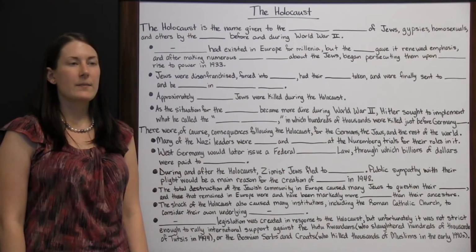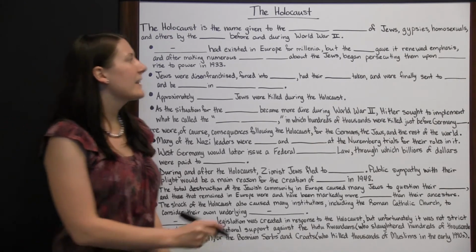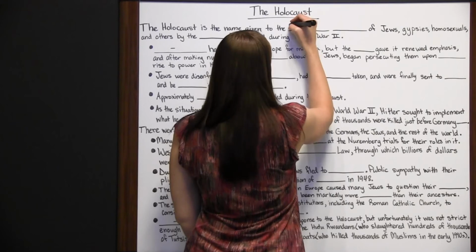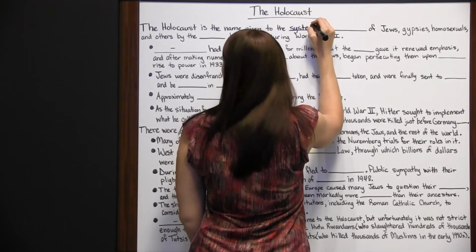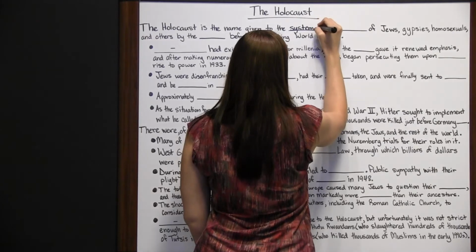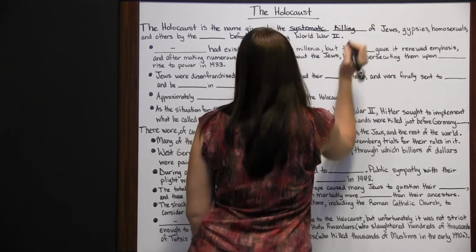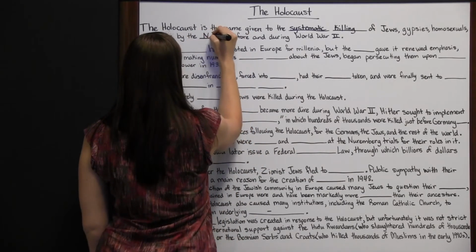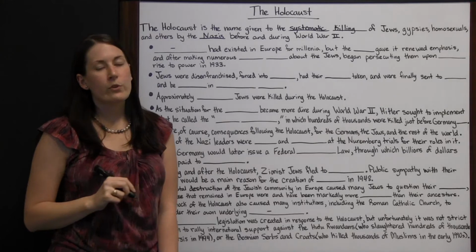The Holocaust. The Holocaust is the name given to the systematic killing of Jews, gypsies, homosexuals, and others by the Nazis before and during World War II.